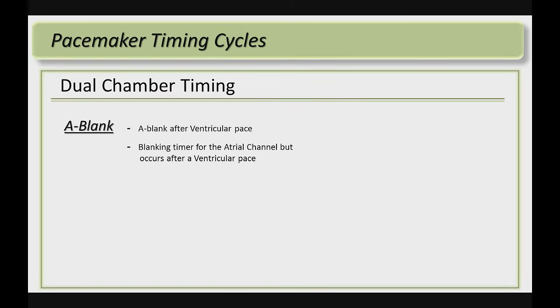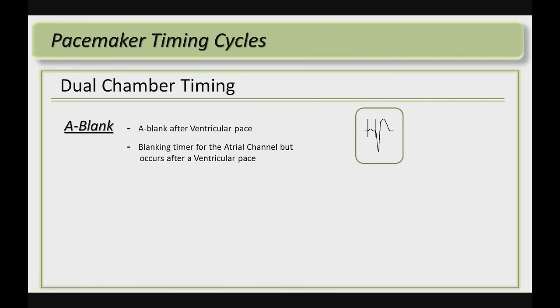Well, the pacemaker has two blanking timers for when we pace. If we pace in the ventricle, we A blank. It's easier if we think of it as A blank after ventricular pace. This is a blanking timer for the atrium, but it occurs after ventricular pacing.